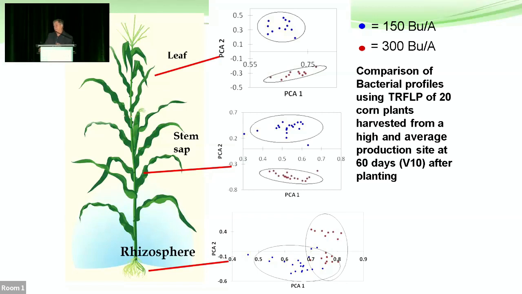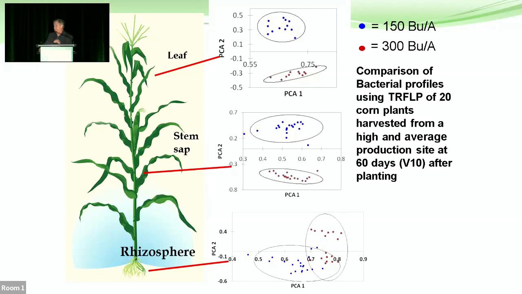In the bulk soil, in early stages, both fields look exactly the same for their biodiversity. But as this field started to progress into 30 and 40 days into emergence, we see a real definite difference in the soil population of microbes. The dots in red are the high producing area, and you can see there's a complete difference at about 30 to 40 days into the production of these two populations.